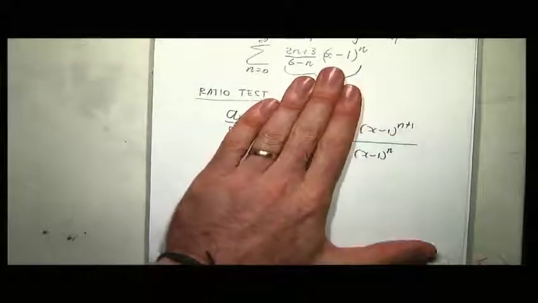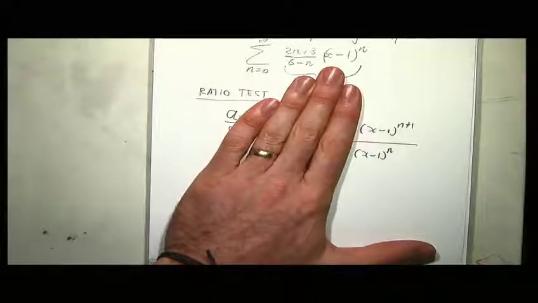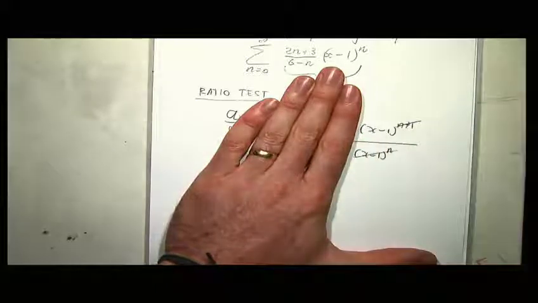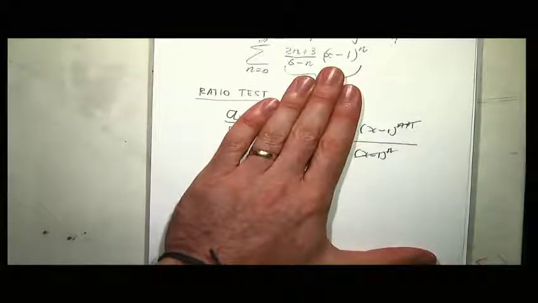x minus 1 to the n plus 1 divided by x minus 1 to the n. Well, that's almost all of these, and so that will cancel with this and leave me with an x minus 1. Okay, because if it was x minus 1 to the 4 over x minus 1 to the 3, that would leave me with just an x minus 1. Okay, that's a good start. And then this bit, well, when I divide by a fraction, I flip the fraction upside down.